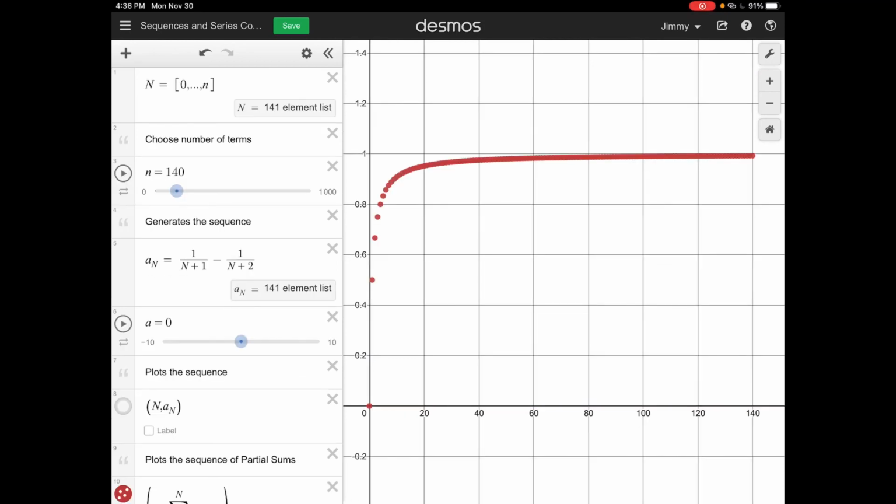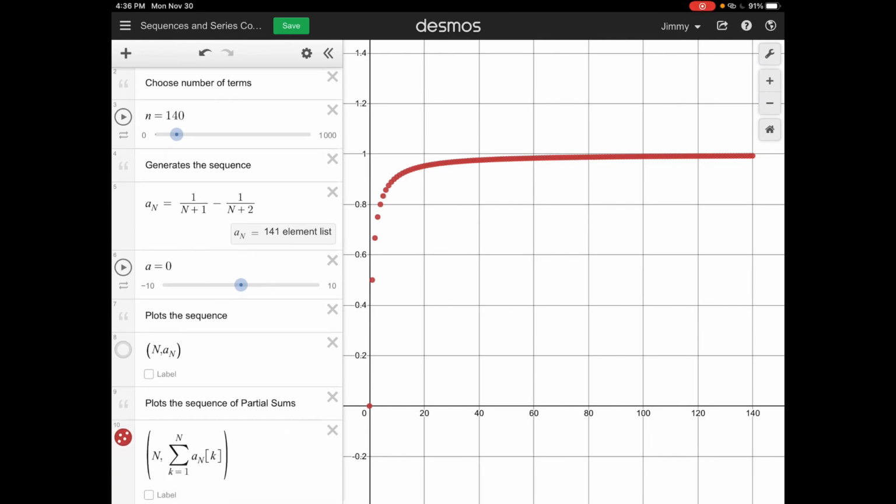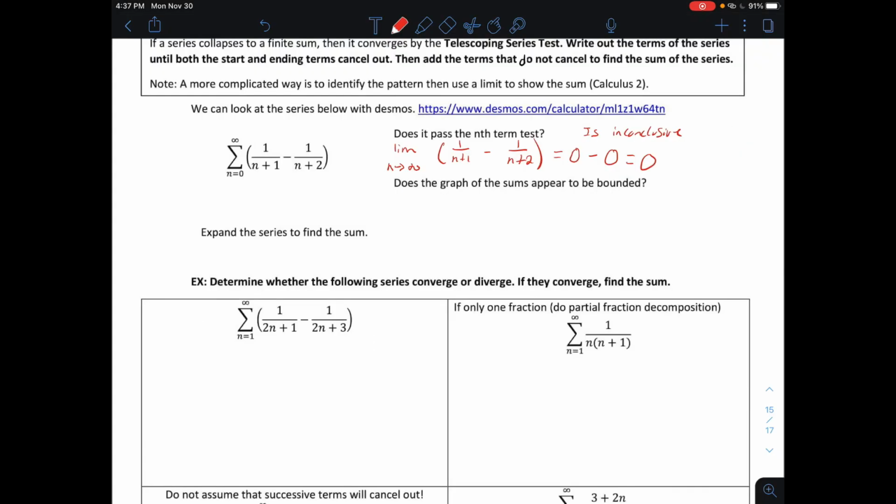And so I'm looking here at my sequence of partial sums, and I'm asking, what is happening to my sums as I increase the number of terms? What is happening is, as you increase the number of terms, your sum is approaching a value of 1. So does it appear to be bounded? The graph of the sums, yes. It converges. And we predict that it converges to a sum of 1.